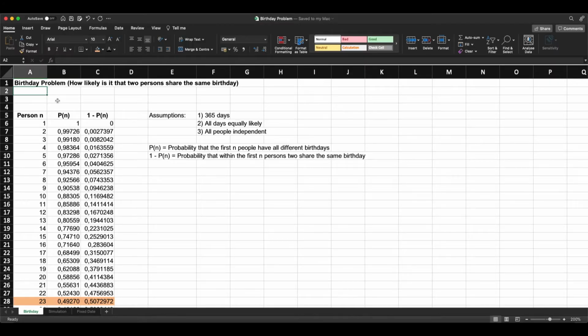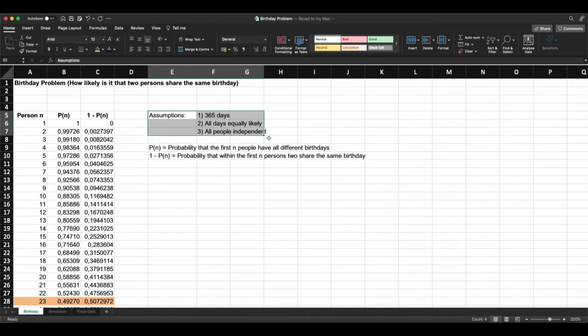Hello everyone, today I want to show you the birthday problem. How likely is it that two persons share the same birthday? We have three basic assumptions. We have 365 days in a year, and all days are equally likely.